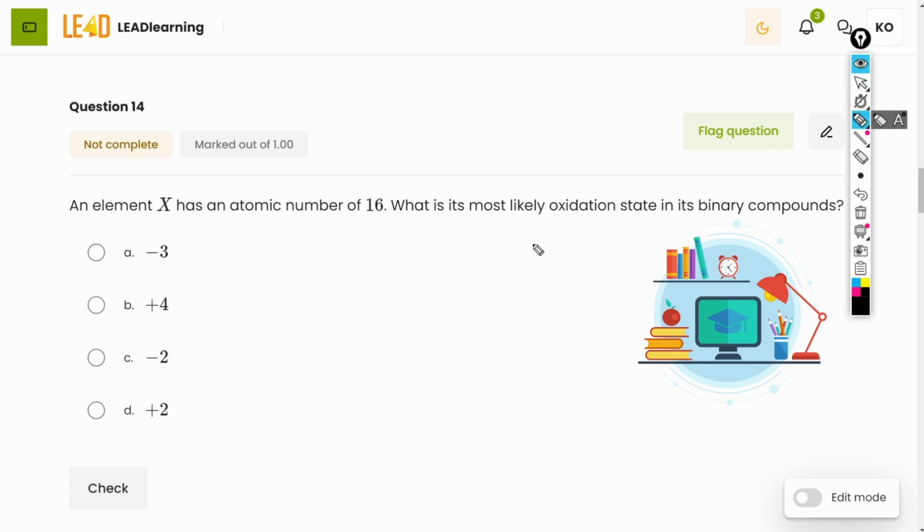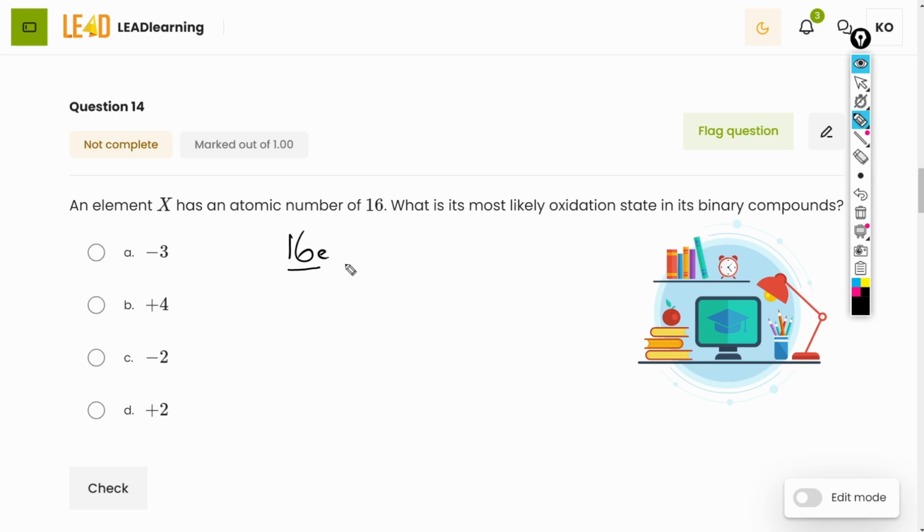Question 14. An element X has an atomic number of 16. What is the most likely oxidation state in its binary compound? Now, if the element has an atomic number of 16, it means that it also has 16 electrons. Now, the electronic configuration of an element is done using its number of electrons. And when the configuration is done, the number of valence electrons would determine its oxidation state.